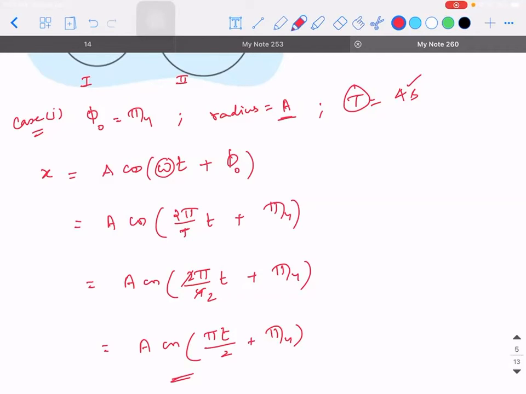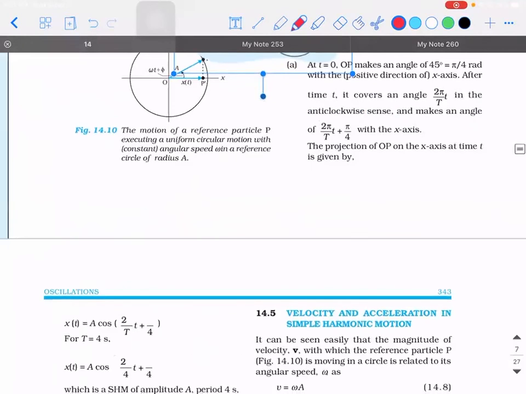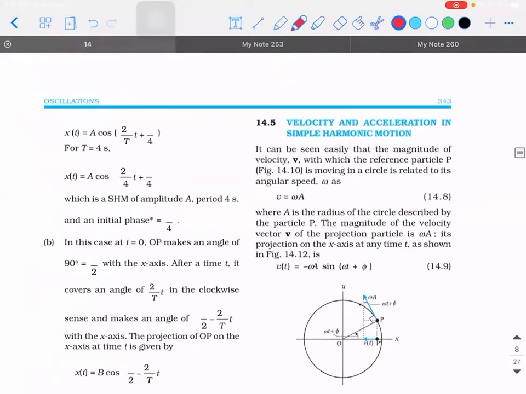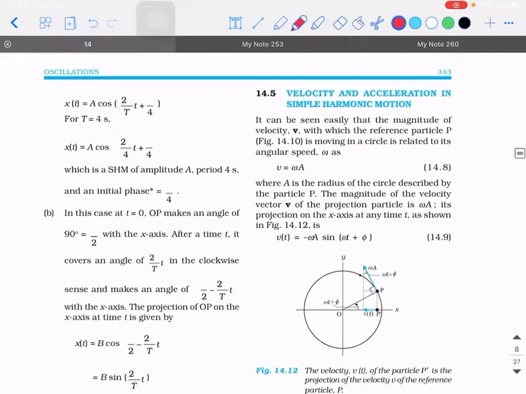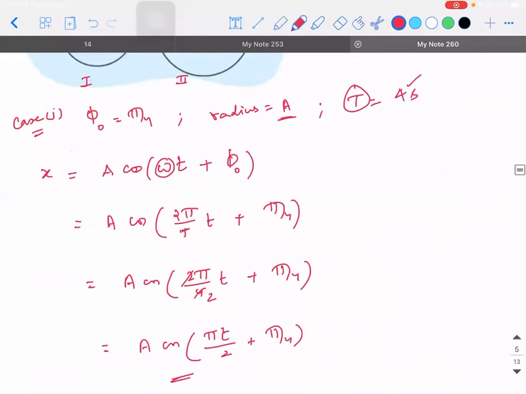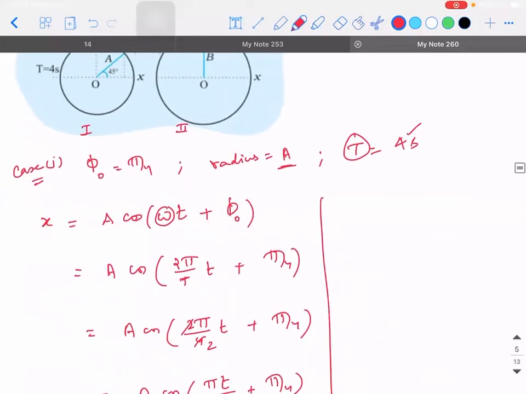So let's check with the book answer. One minute. Unfortunately, it's cancelled. Things are not clear here. If you have the textbook, you can refer to it. Okay. Case 2.